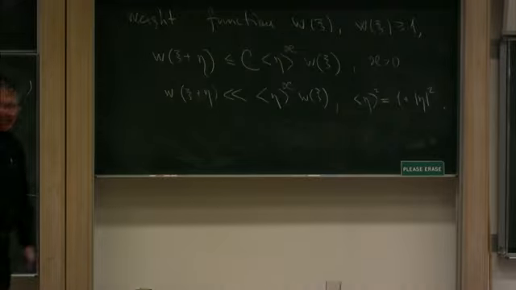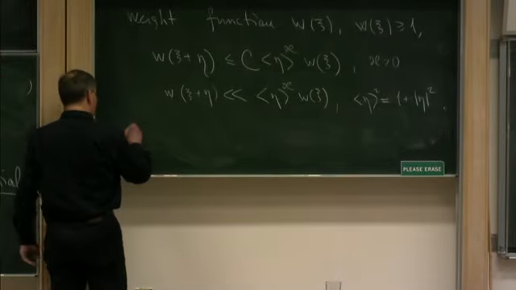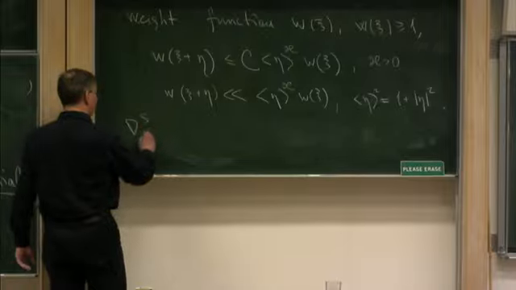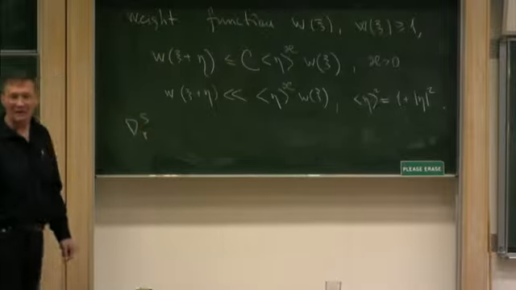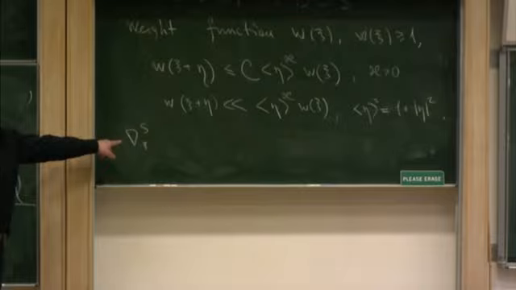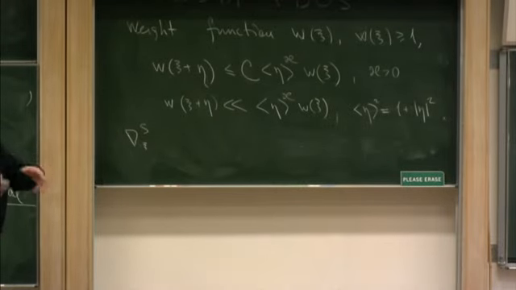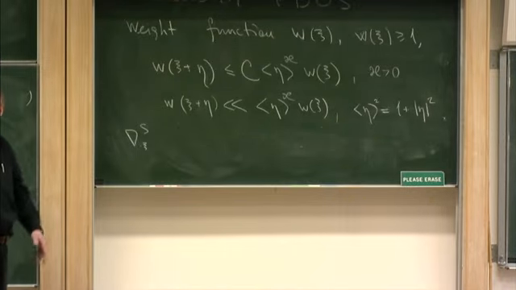Now, what kind of classes do I have in mind? So what I will assume is that if I differentiate, this is the gradient, I take power s of the gradient, right? So it's going to be lots of coordinates. It will be a tensor.